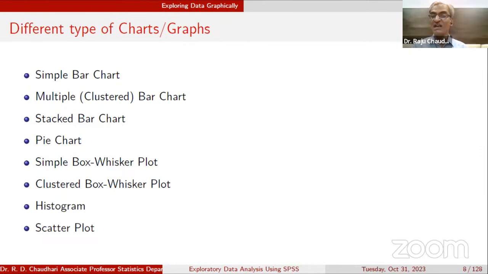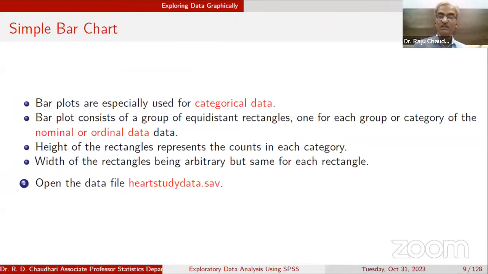These are the different charts or graphs: the simple bar chart, the multiple bar chart, which is also known as the cluster bar chart, then the stacked bar chart, then the pie chart, the simple box and whisker plot, the cluster box and whisker plot, then the histogram and the scatter plot. These are the commonly used statistical graphs for visualization of data. There are others also for advanced statistical analysis, but these are the most commonly used graphs.